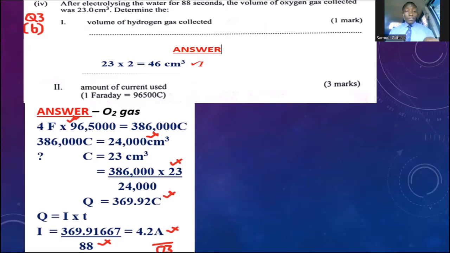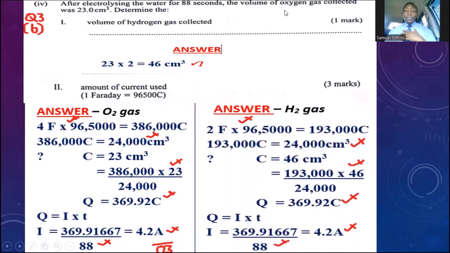Now, alternatively, you can decide to use hydrogen, the 46. And how do you go about that? There it is. You argue like you have argued there, but now we are working with 2 Faradays.